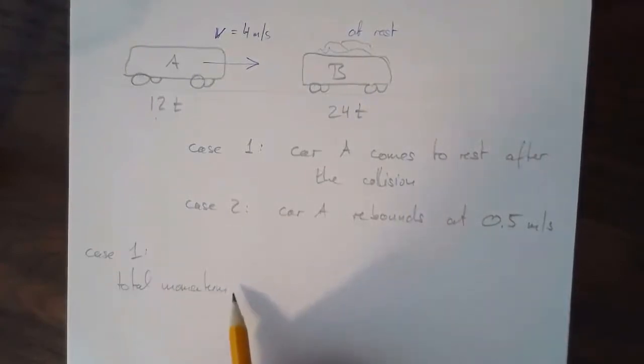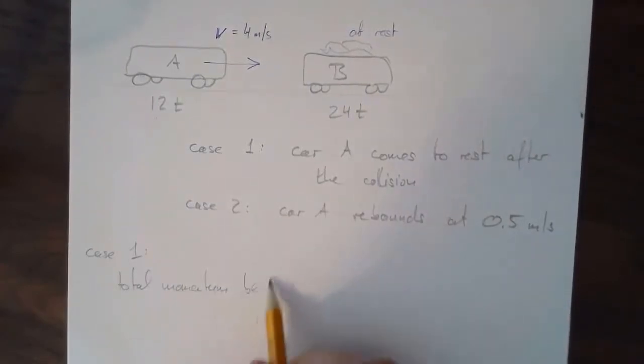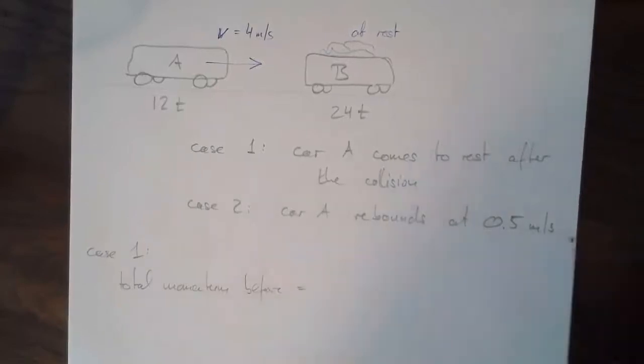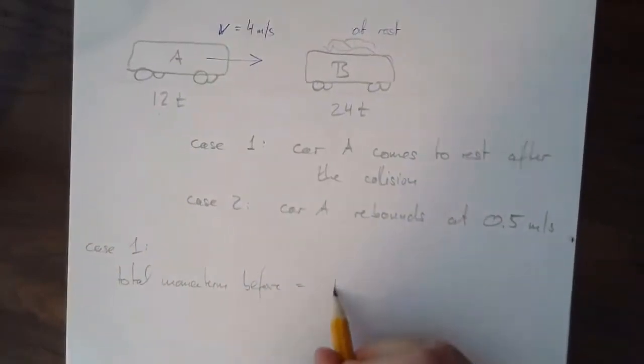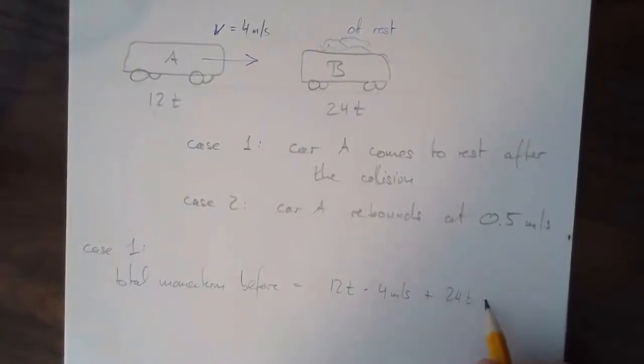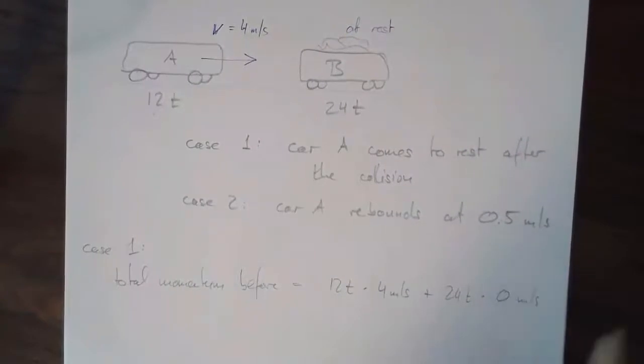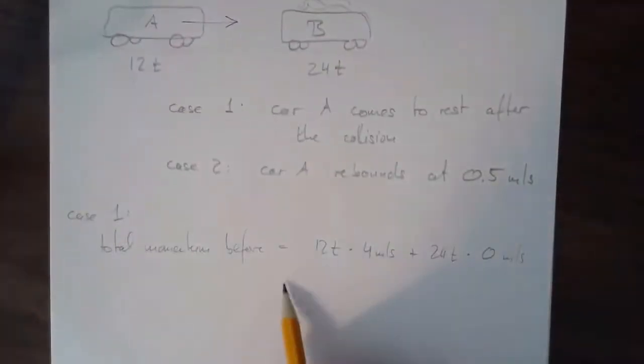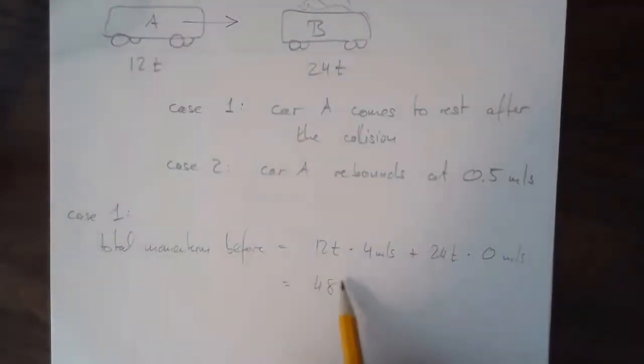So there's the total momentum before the collision, and that is equal to 12 tons times 4 meters per second, plus, what about this one, 24 tons, but it doesn't contribute at all, because it has 0 initial velocity. So that comes to 12 times 4, it's 48 ton meters per second.